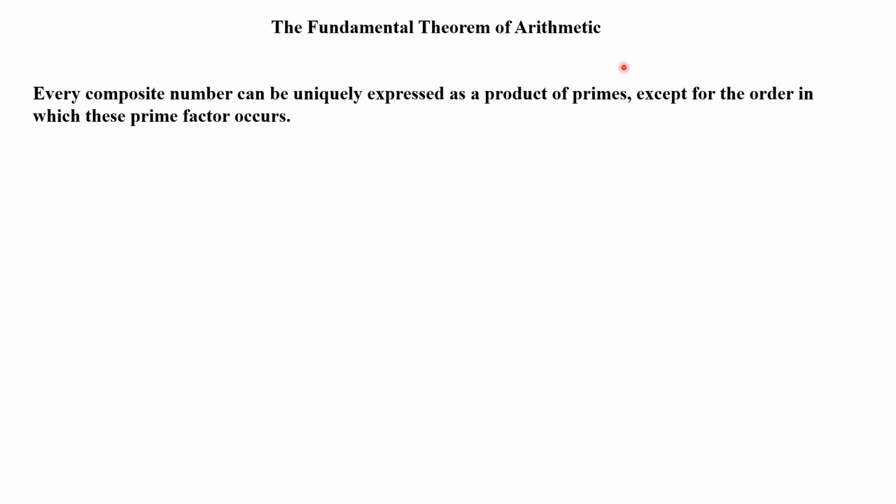Now we will see the fundamental theorem of arithmetic. This theorem tells that every composite number can be uniquely expressed as a product of primes, except for the order in which each prime factor occurs.